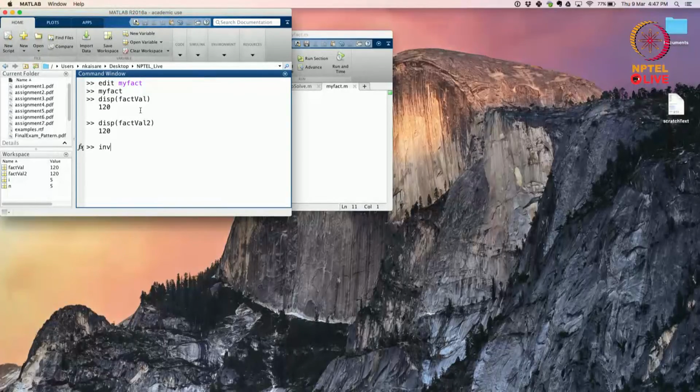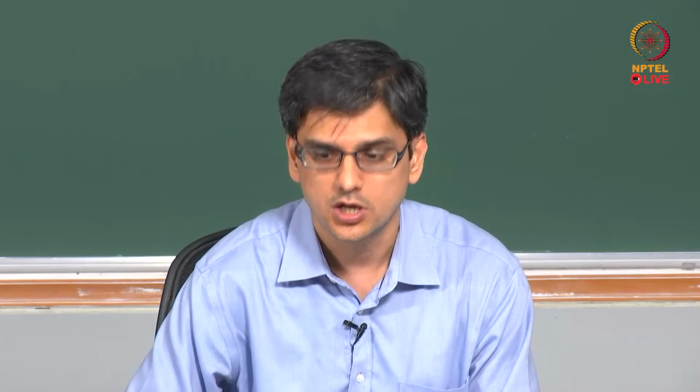Inverses are computed using INV. That's the command that is used for computing the inverse. It's possible I have misunderstood your question, so if you can elaborate on it, I'll be able to answer your question. How to compute a determinant?